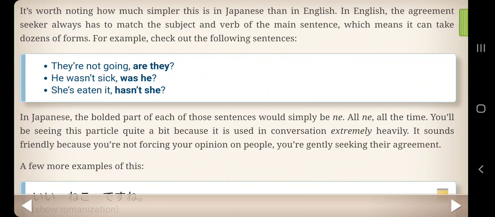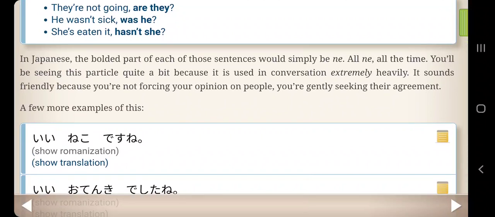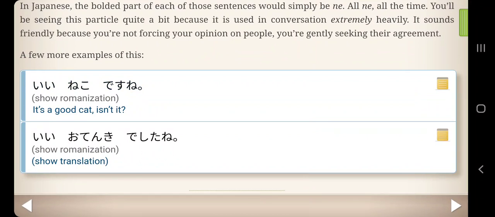You'll be seeing this particle quite a bit because it's used in conversation extremely heavily. It sounds friendly because you're not forcing your opinion on people. You're generally seeking their agreement. A few examples of this would be... いい猫ですね。Which would be like, that's a good cat, isn't it? いいお天気でしたね。Which would be, it was good weather, wasn't it?